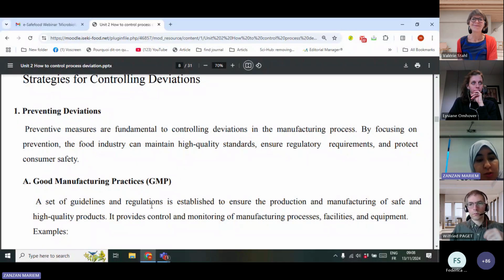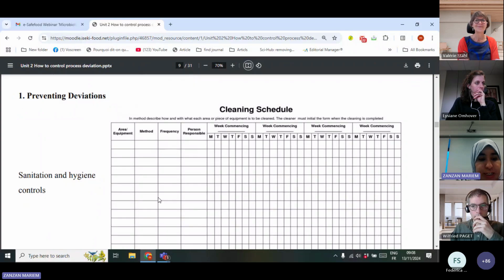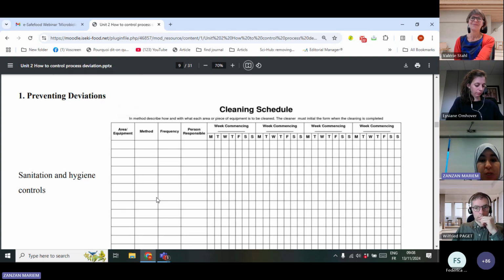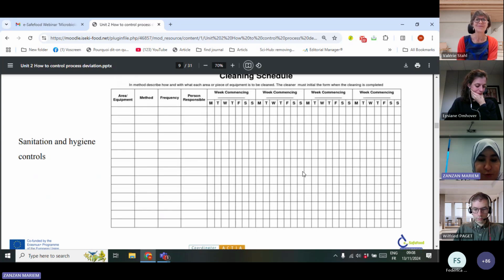As examples of good manufacturing practices, we have sanitation and hygiene control, which means providing cleaning protocols where we describe, for example, the area or the equipment, giving more details about the method of cleaning used, and the frequency, which means is it once per day or twice per day, or depends on the production. Also, the person who is responsible for this cleaning schedule. And this is for the whole month, of course.